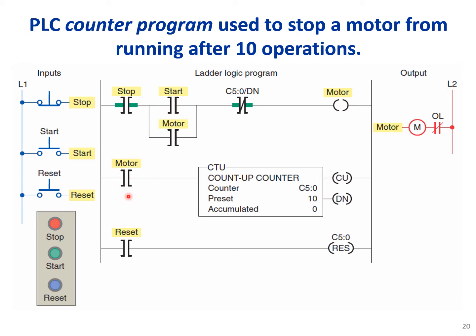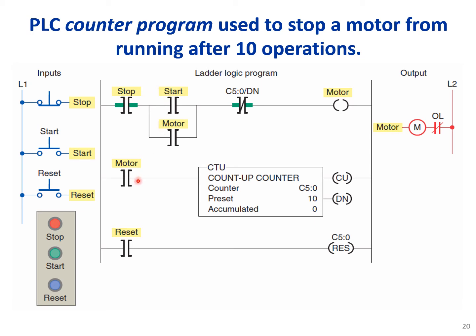Now the motor has started once, and the status of this contact will go from off to on. So the accumulated value of the counter will increment by 1. So we'll go to number 1. Now assume that the operator has decided to stop the motor. So the stop push button is pressed, the motor is stopped, and then started over again.